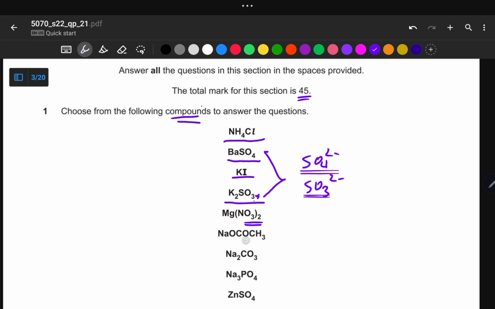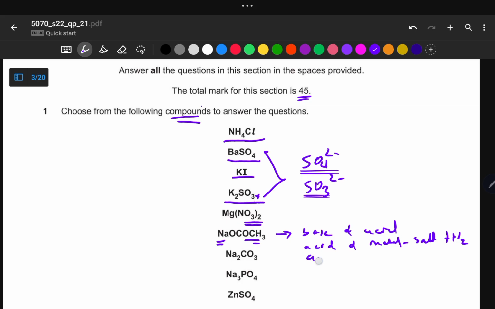Here we have sodium ethanoate, formed by the reaction between sodium metal and ethanoic acid to give salt and hydrogen gas. You should be able to give the products of the reaction between a base and an acid, and also the reaction between an acid and a metal. This one is the reaction between an acid and a metal to give salt and hydrogen gas. You should be able to give the complementary test for hydrogen gas.